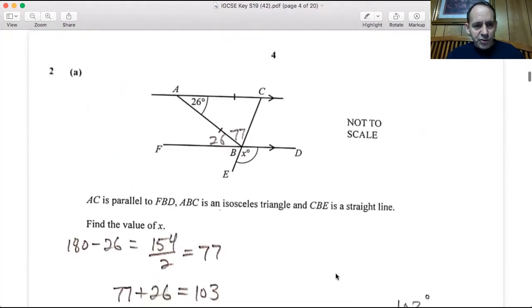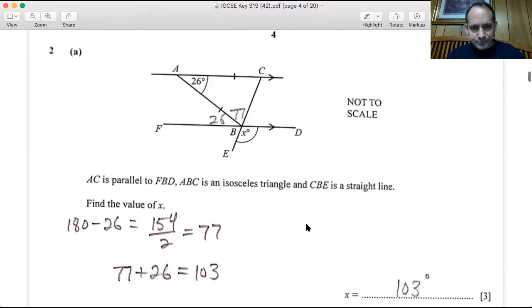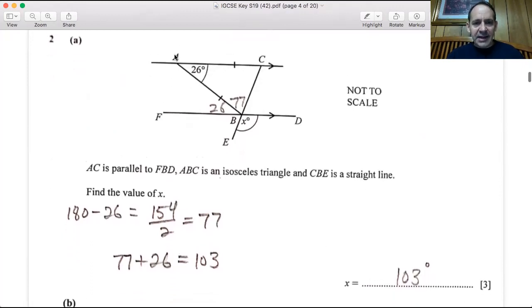Moving on to number 2, we have this diagram involving angles. It says AC is parallel to FBD, and you can see that with these little arrows. That's your parallel indicator. You also see an isosceles triangle. Oh, sorry, CBE is a straight line.